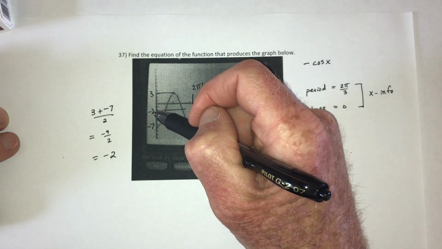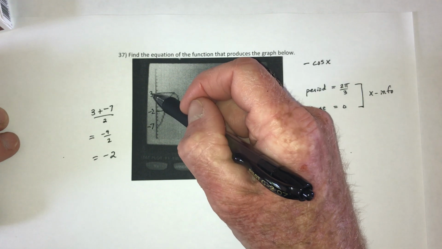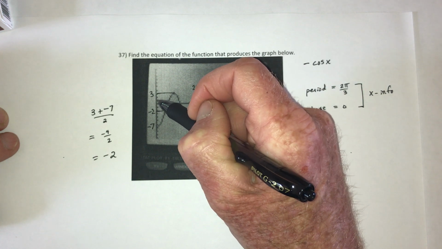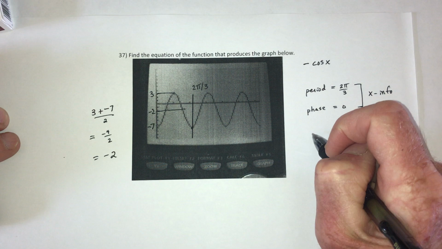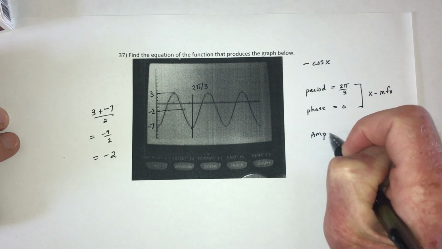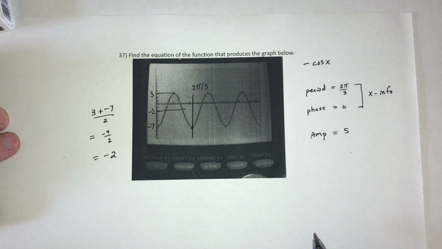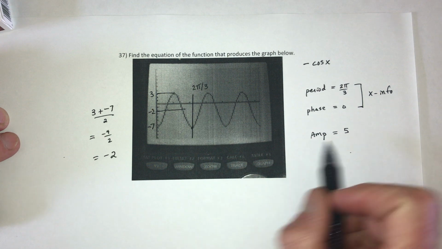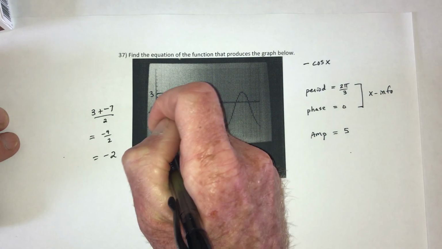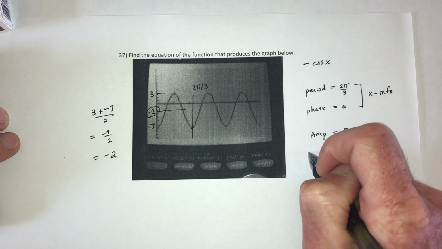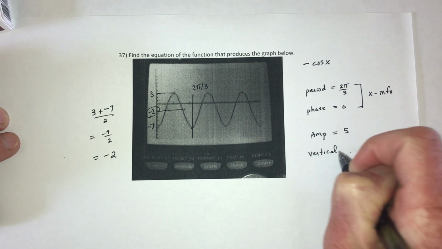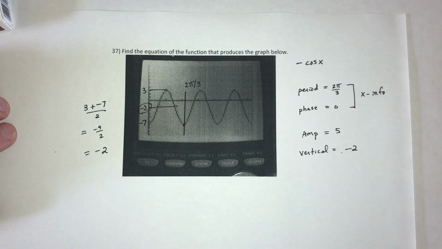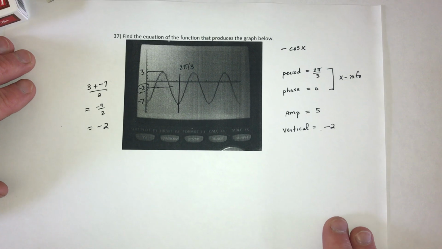Okay, so if you go from a negative 2 up to a 3, that's a total of 5, because we'd have 1, 2, 3, 4, 5. So that means that the amplitude is equal to 5. Or if you went from negative 2 down to negative 7, that's also a length of 5. So the amplitude is 5. And then this number is the vertical shift. So you could either say it's negative 2, or you could write it in words and say 2 moved down.